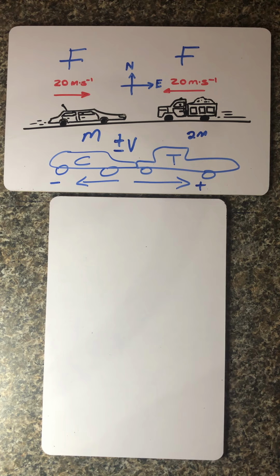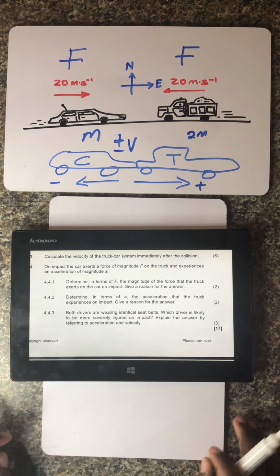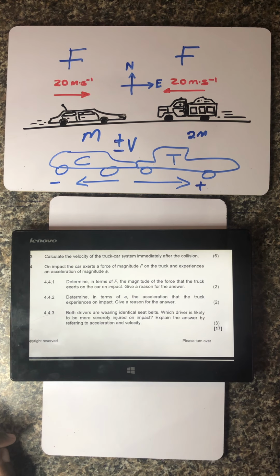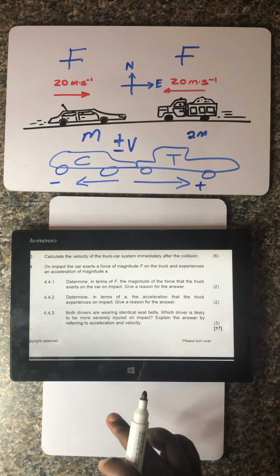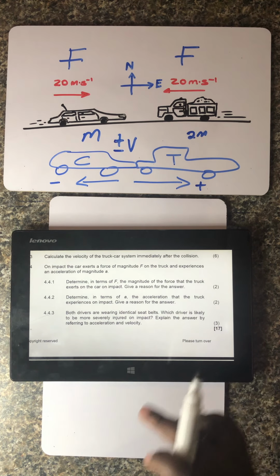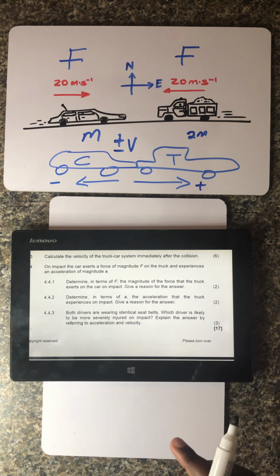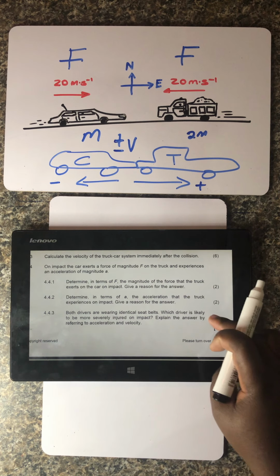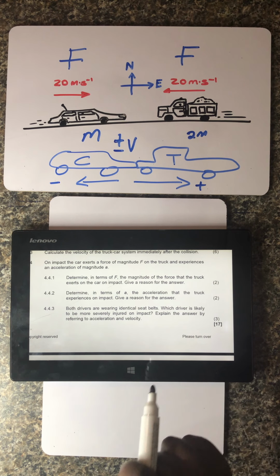Ladies and gentlemen, let's now move to, I think this should be our last question. They say both drivers are wearing identical seat belts. Which driver is likely to be more severely injured on impact? Explain the answer by referring to the acceleration and velocity.